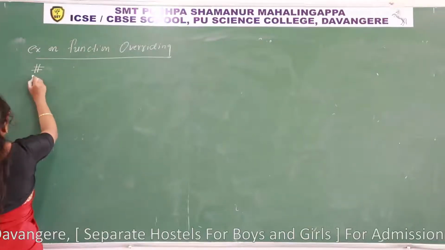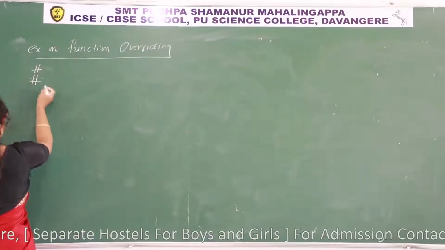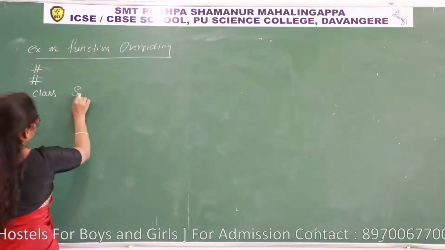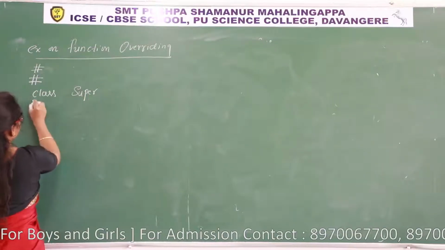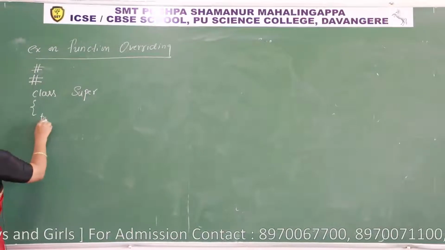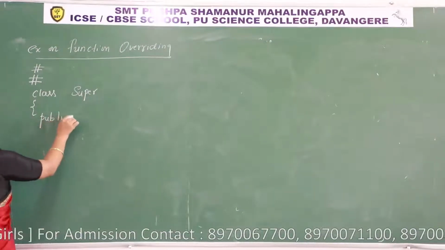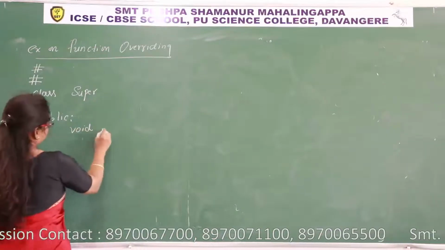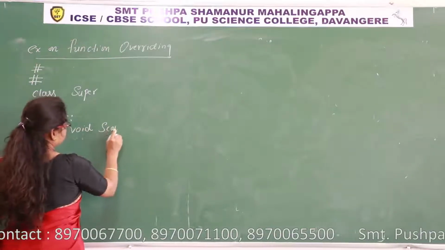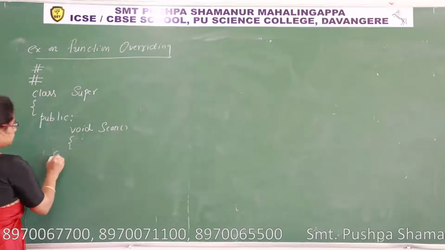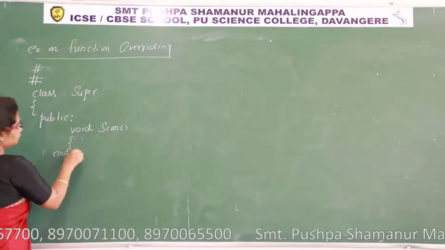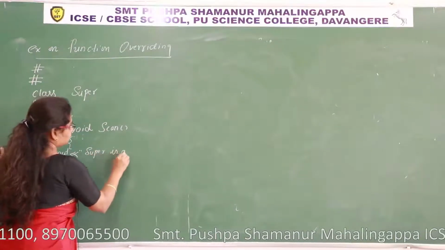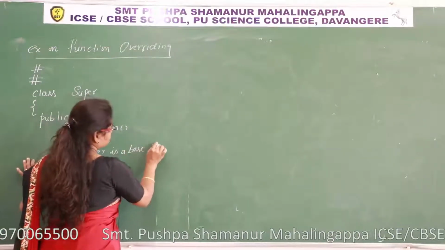Header files: #include iostream, #include conio.h. Class super, I'll take the class name as super, the base class name. In the public section I'll take a function, void scan. The name of the function is scan here. cout insertion: super is a base class.